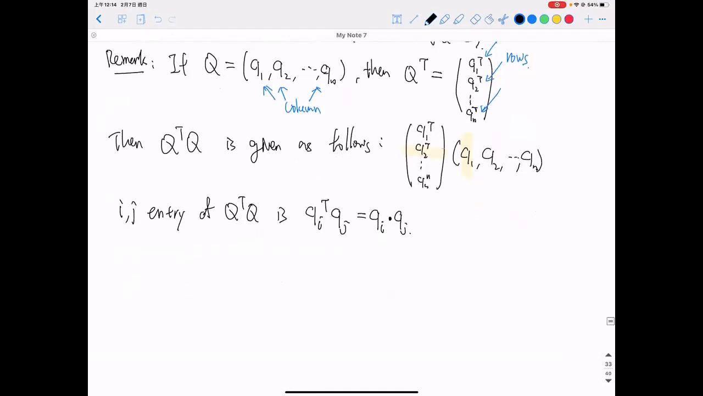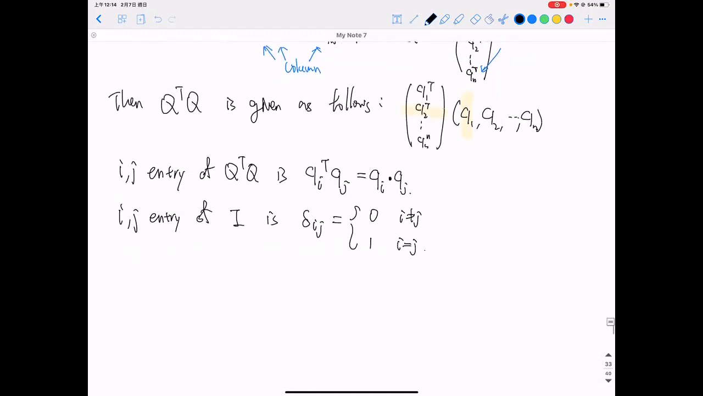And so Q, and now the ij's entry of the identity matrix is what we call delta ij. It's either 0 or 1. It's 0 if i is not equal to j, and it's 1 if i is equal to j. Right? That you know.